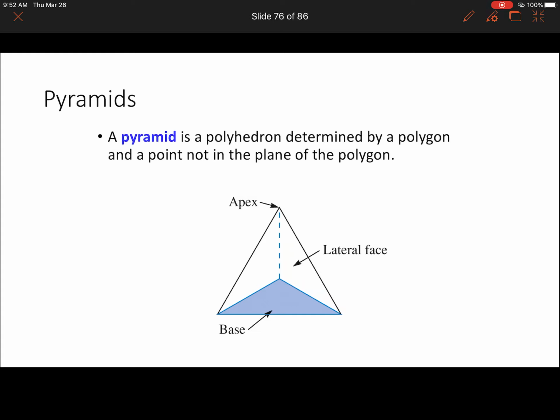Okay, so we're going to pick up talking about pyramids. We're still in section 11.4. And we just got through talking about prisms. Now we're going to talk about pyramids, which is a different type of polyhedron.